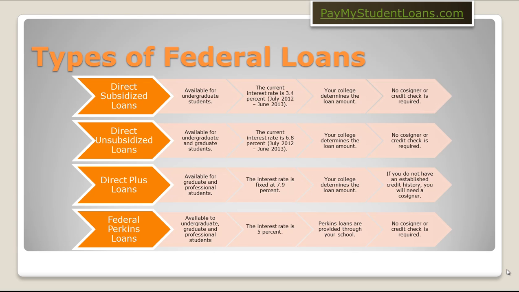Finally, the federal Perkins loans are available to undergraduate, graduate, and professional students. The interest rate is 5%. Perkins loans are provided through your school, and no cosigner or credit check is required.